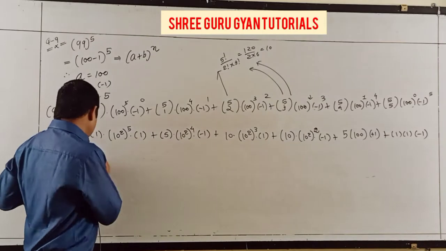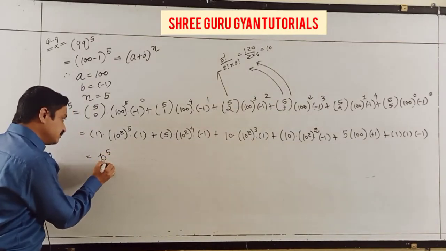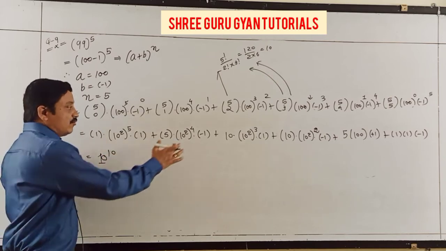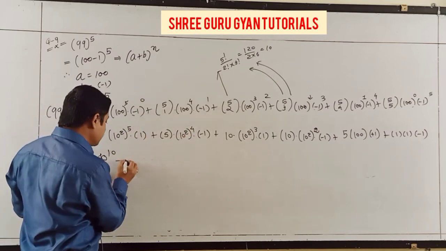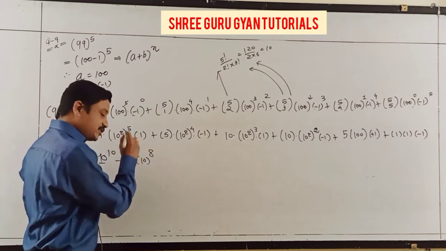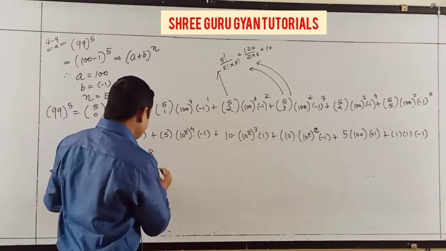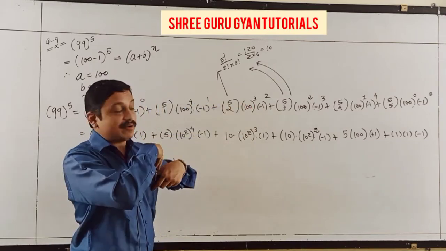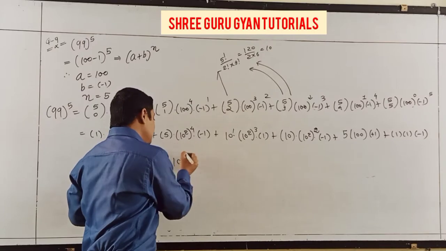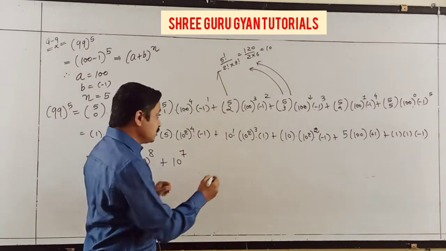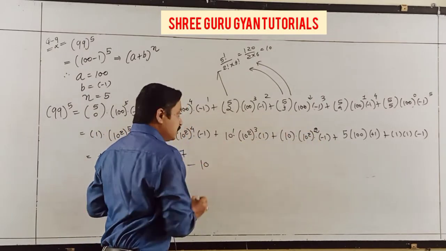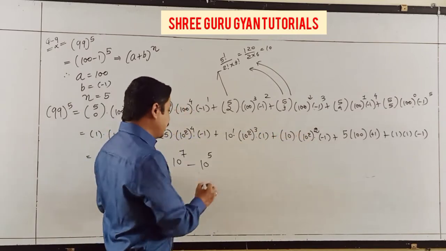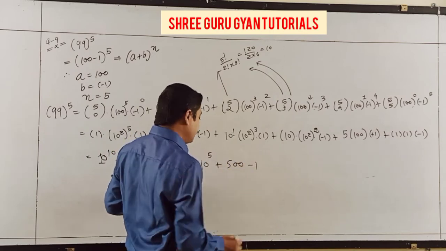So finally, I can write 10 raised to 10, minus 10 raised to 8 times 5, here 10 raised to 6, and 1, indirectly these are the total 7 power. Now here also, minus outside, here 2 to the 4, plus 1, 5 power. And last 500 and minus 1.